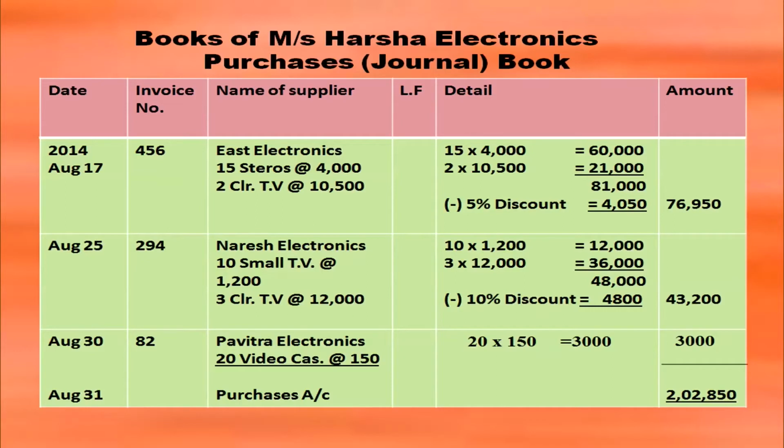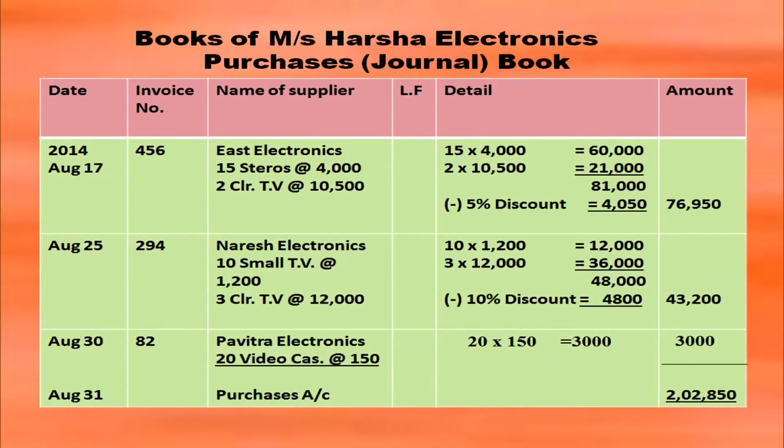81,000 will be the total purchase from East Electronics. For this 81,000, you have to calculate trade discount of 5%. 81,000 into 5 by 100, 4,050. 81,000 minus trade discount 4,050 will give you 76,950.